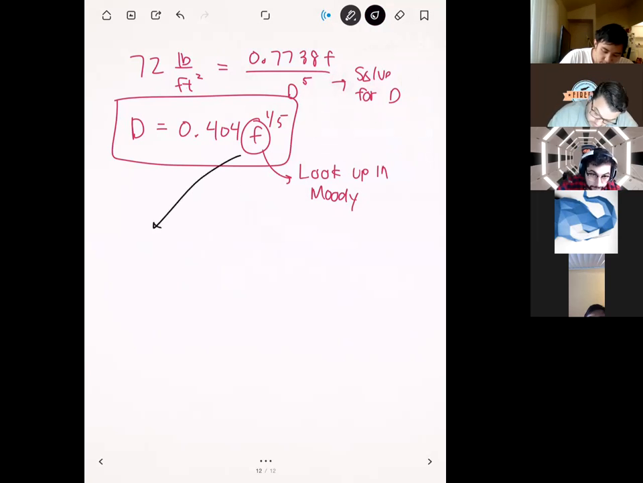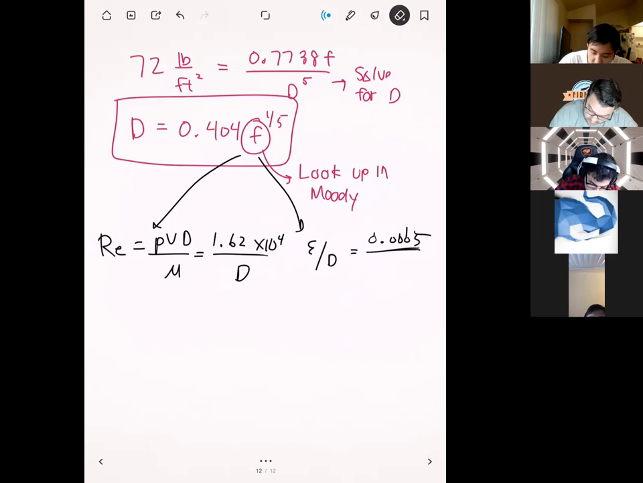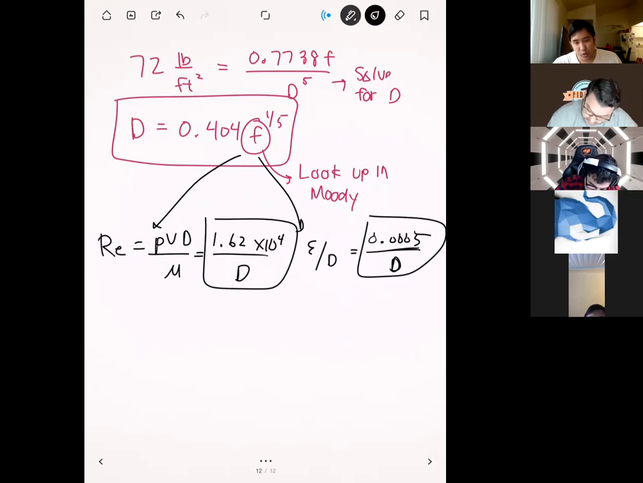Let me illustrate why. Remember, to compute F, we need both the Reynolds number and the ratio of epsilon over D. The Reynolds number is rho V D divided by mu, but we don't know D. If you plug in the things we do know, this is 1.62 times 10 to the 4th all over D. The same thing goes here: we plug in our roughness from the beginning of the problem, 0.0005, and divide it by D. We can't compute these because we don't know D, so we're literally stuck.